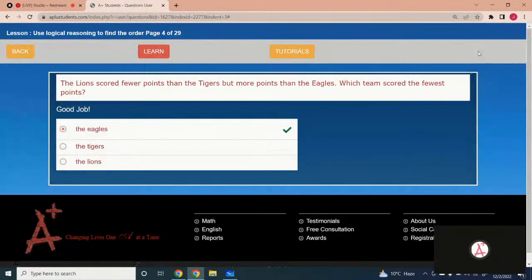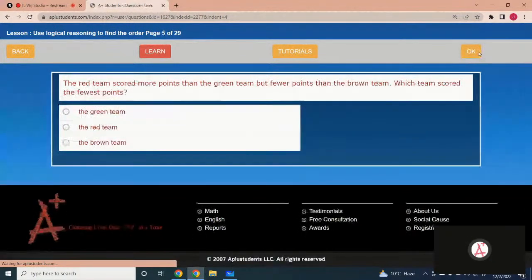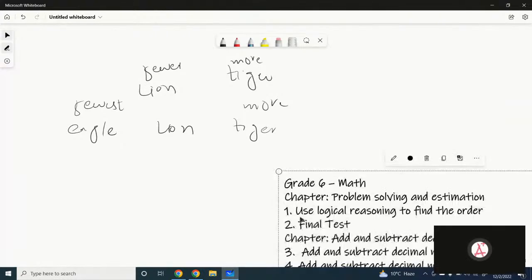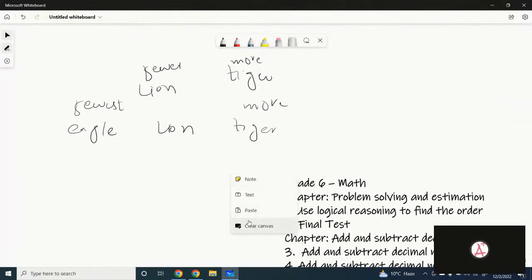So yes, that is the correct option. Got it, everyone? Eagle has the fewest. Just look here on the whiteboard. Eagle has the fewest one. Got it, everyone? Okay, let's just start with the next question.